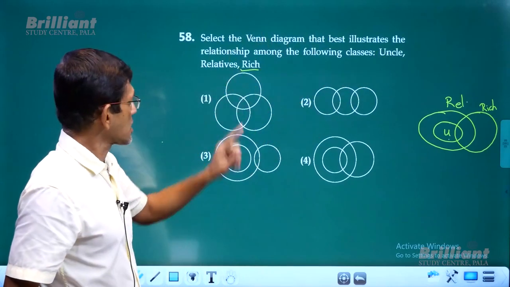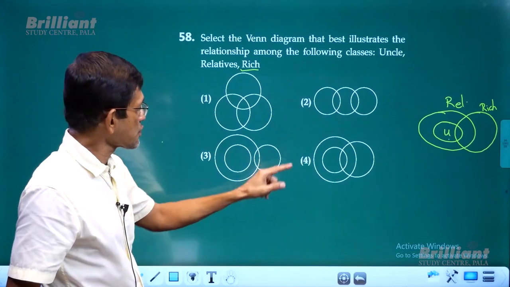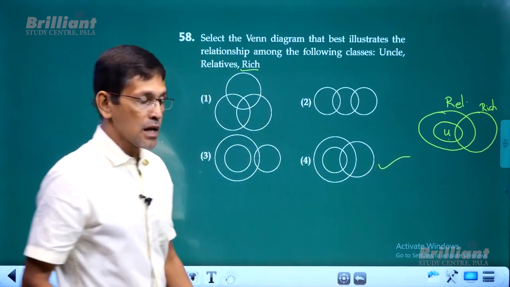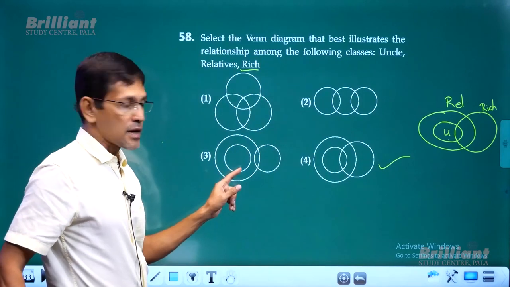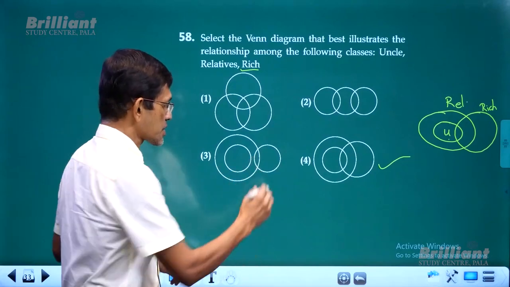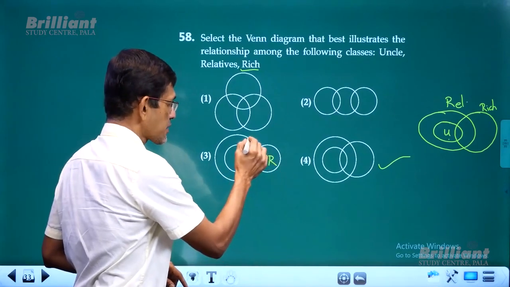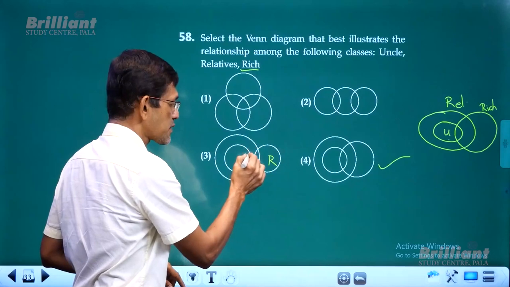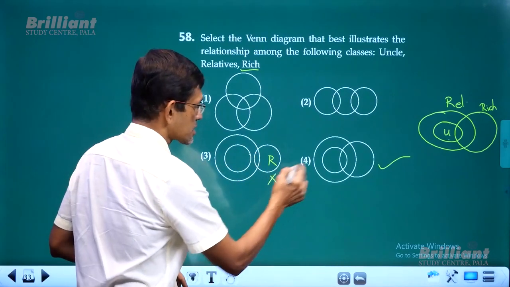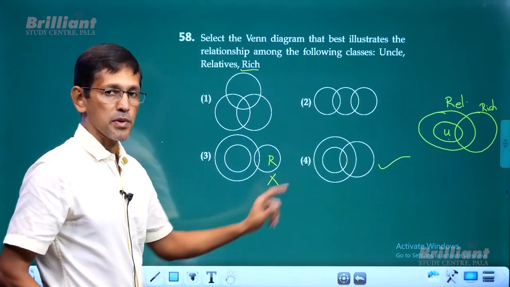Uncle, relatives, and rich. So among the answer choices, which is the diagram? This is the diagram, the fourth one. If you look at the third diagram, here the rich is cutting only the relatives. Some of your relatives are rich, but some of your uncles are not really rich. So this diagram is not correct. This is the correct diagram, the most appropriate diagram.